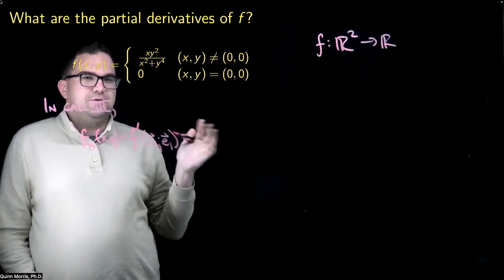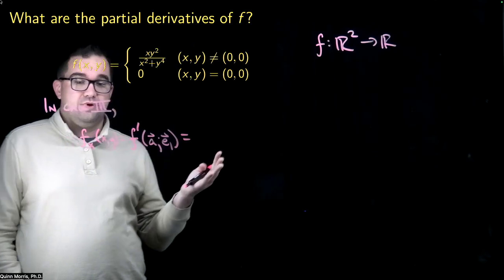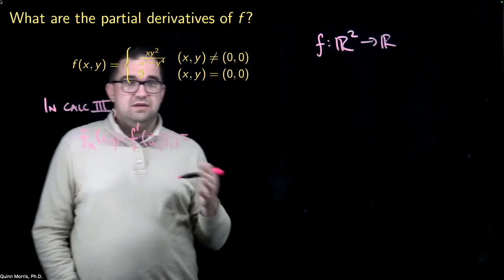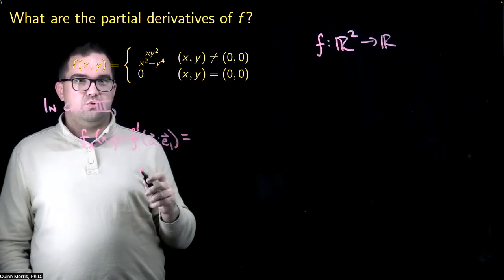Okay, but often in a Calc 3 course, what you did is you said, well, I'm going to look at this, and I'm just going to pretend y is a constant, and x is the only variable. If I want to take a partial derivative with respect to x, that's what I do. So, okay, this is a quotient, right?